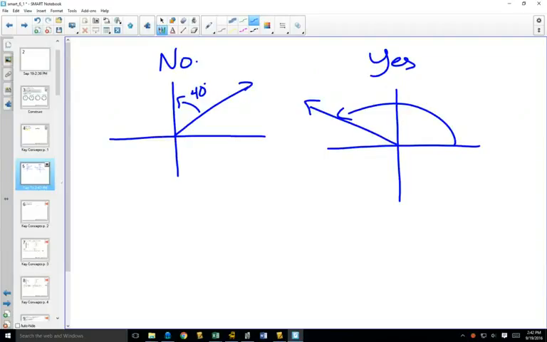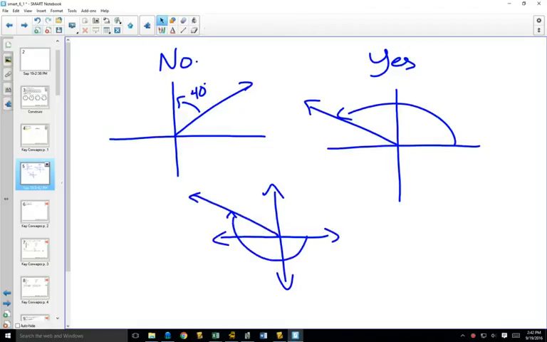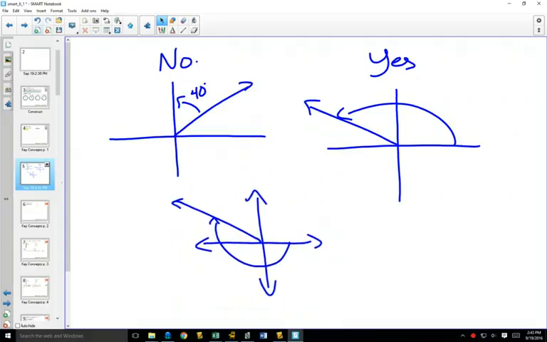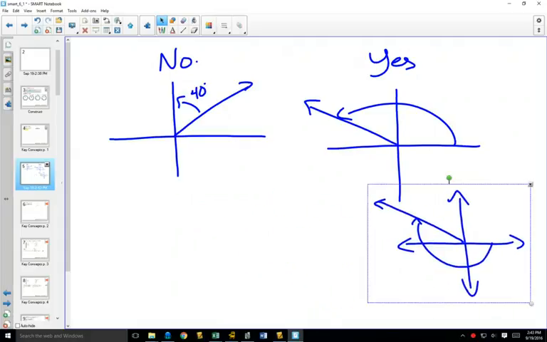I'm going to draw another angle here. You have to tell me, very fun game, yes, no. Is this angle in standard position, yes or no? The answer to that one is yes, it is. So that's an example of one that is in standard position.